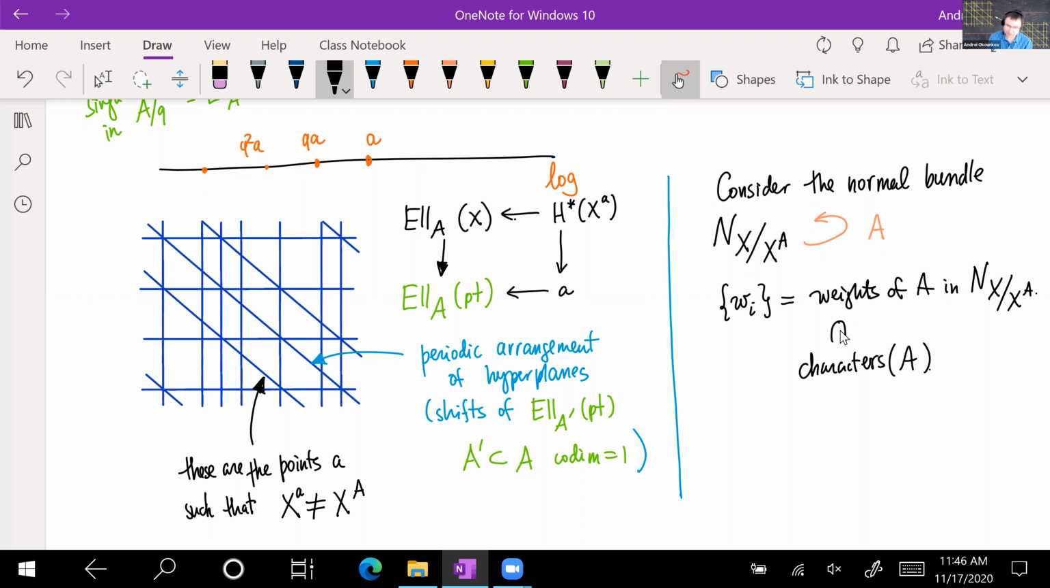And so then my hyperplane arrangement is periodic. This arrangement, I can think of this as a periodic arrangement. I can think it takes place in the Lie algebra of A. So then my arrangement is just, okay, maybe I'll copy it here.